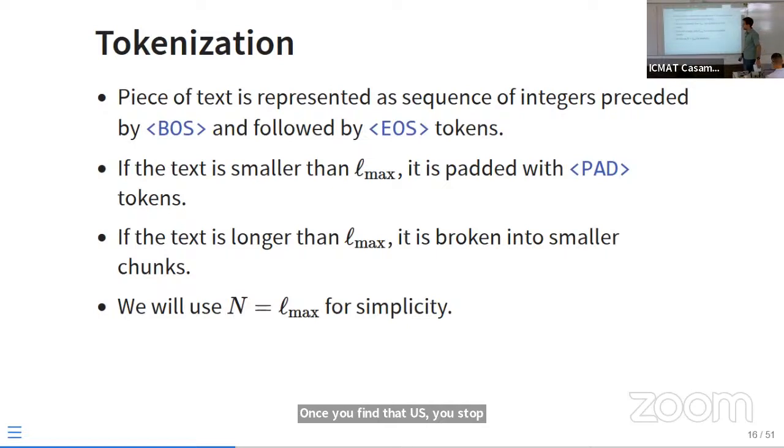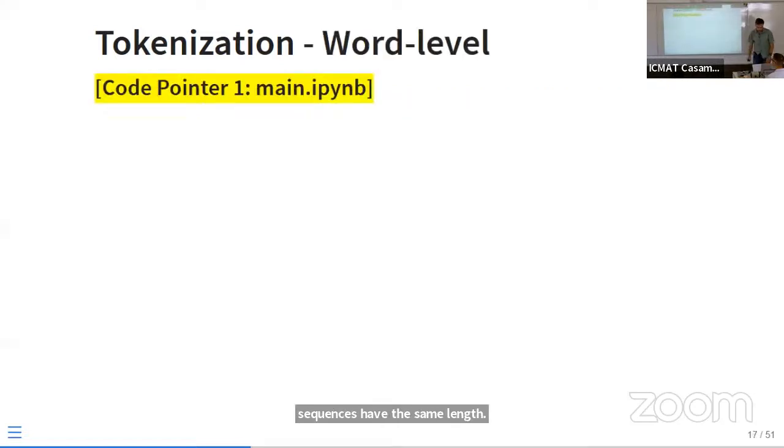Yeah, and for simplicity, I will use capital N to refer to the length of the sequences. As I told you, now all the sequences are the same length, and it's length N, capital N. Okay.